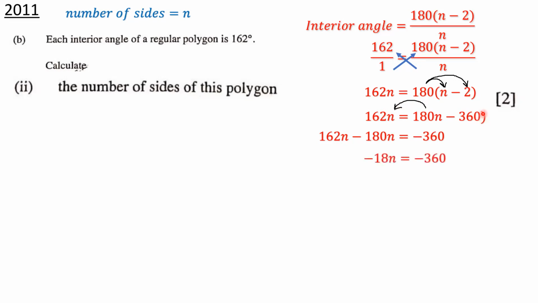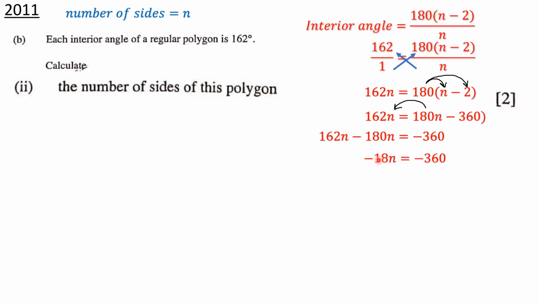All right, let's subtract 162n minus 180n is equal to negative 360. And so when we subtract them, we get negative 18n equals negative 360.